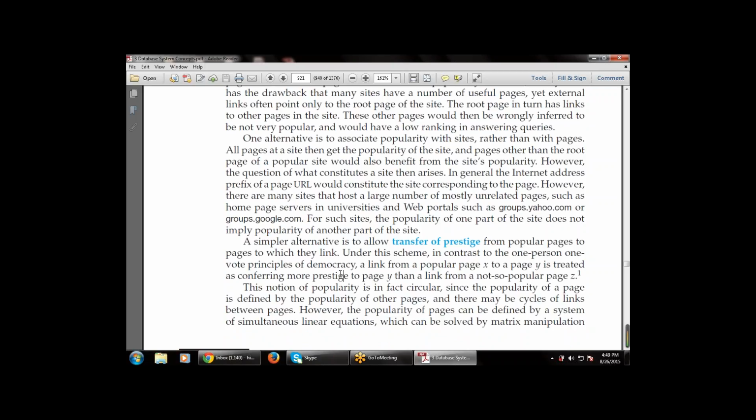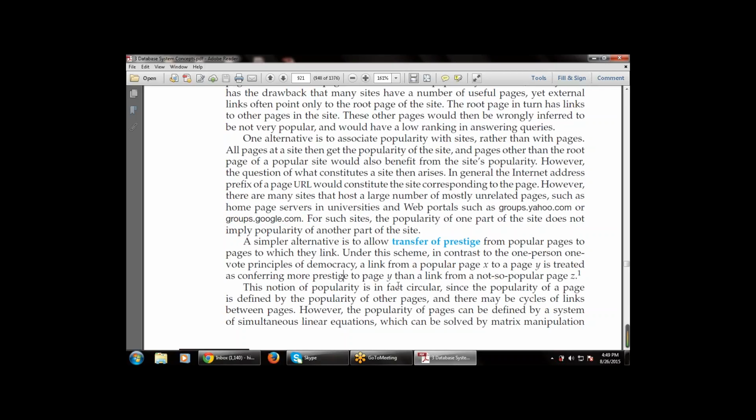The notion of popularity is in fact circular, since the popularity of a page is defined by the popularity of other pages. So if one page is popular, another page is also popular. That is, there will be a chain of popularity that is used in the defined terms.